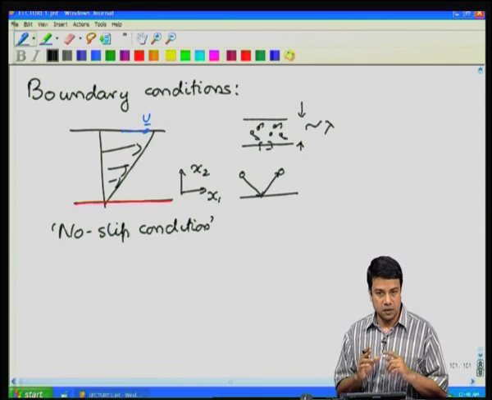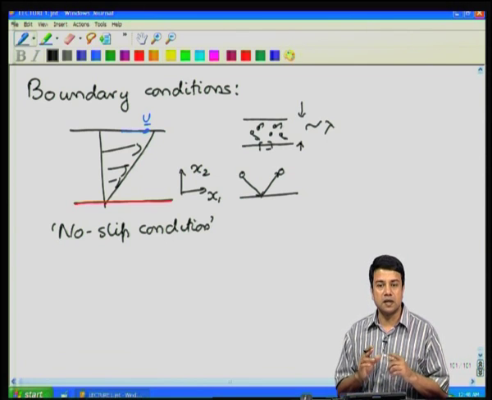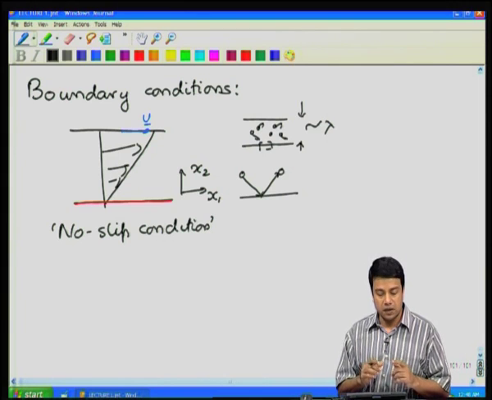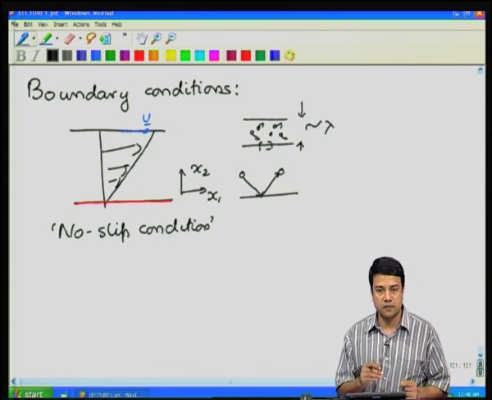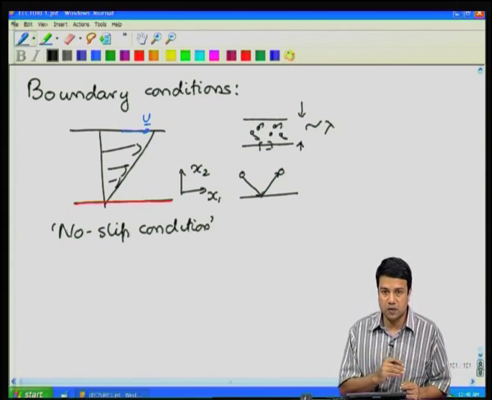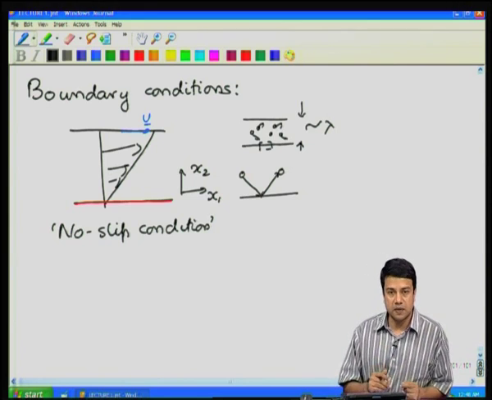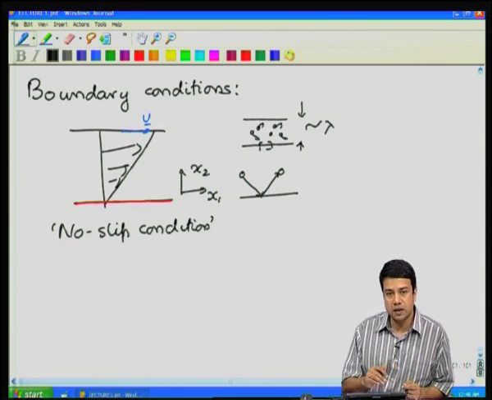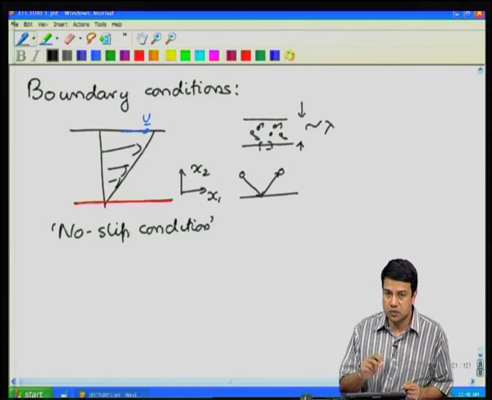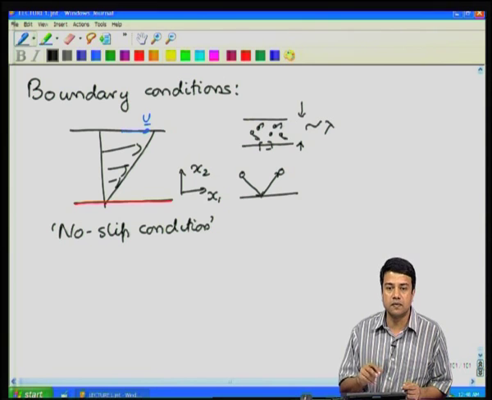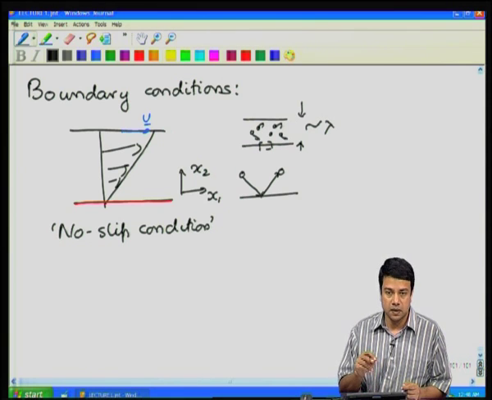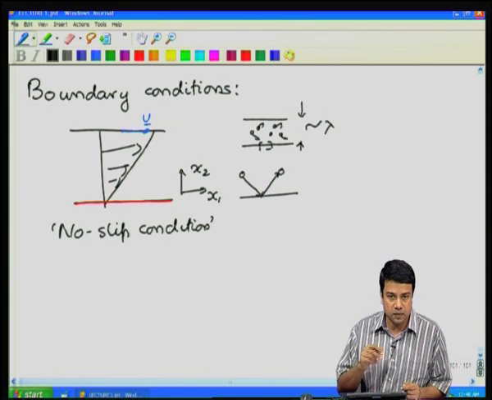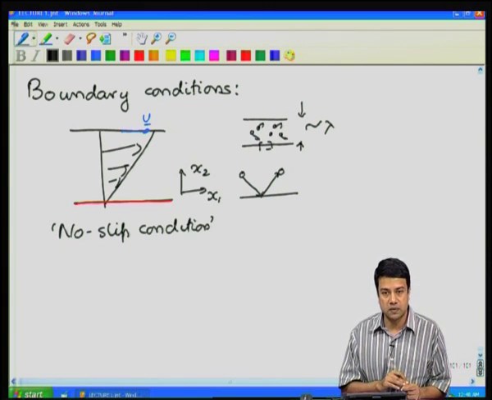Important to note, when you say the velocities are equal, it means that each component of the velocity is equal. The x 1 component of the fluid velocity at the wall is equal to the x 1 component of the wall velocity. The x 2 component is also equal to the x 2 component of the wall velocity. In this particular case, the top wall is moving only in the x 1 direction. That means that the x 2 component of the wall velocity is equal to 0. There is no motion of the wall perpendicular to itself. That means that the x 2 component of the fluid velocity is also equal to 0. Similarly, the x 3 component, which is going into the plane of the board, is also equal to 0.